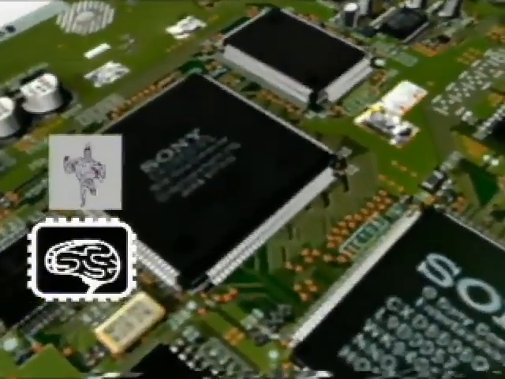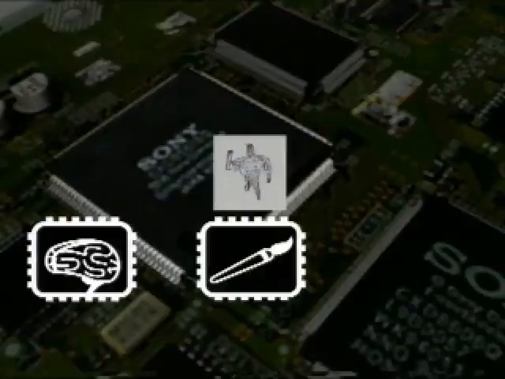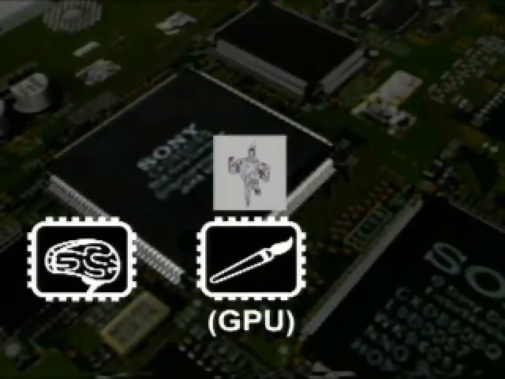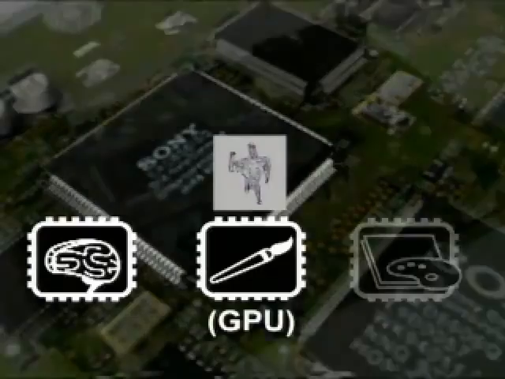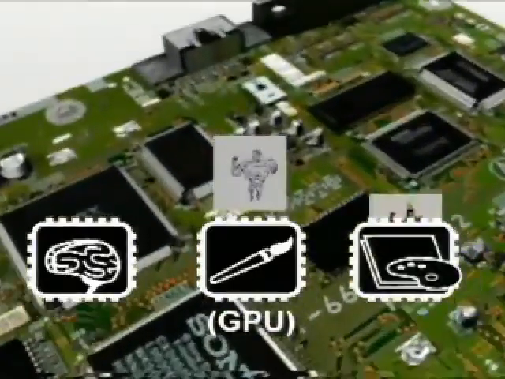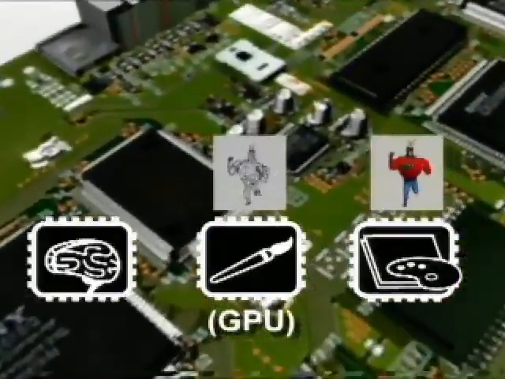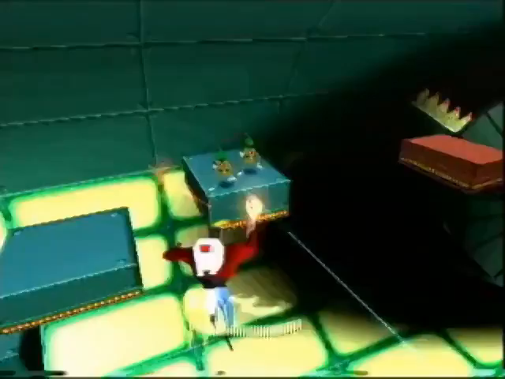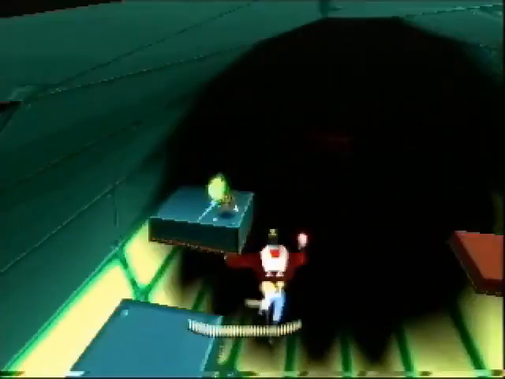The math brain produces a sketch of 2D data, which it hands off to the artist, another name for the graphics processing unit. The artist paints in the sketch. To have room to work, the artist gets color and texture from a palette and builds the actual image on a canvas. The palette and canvas are in a fourth chip called the video memory. From the canvas, the image is projected on your TV.